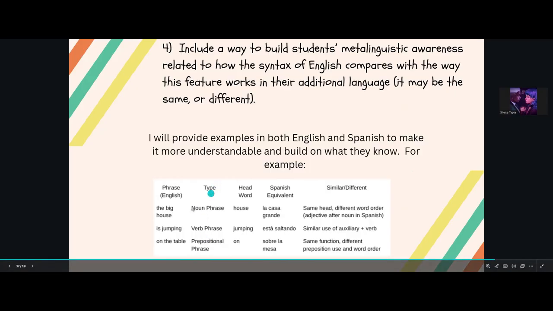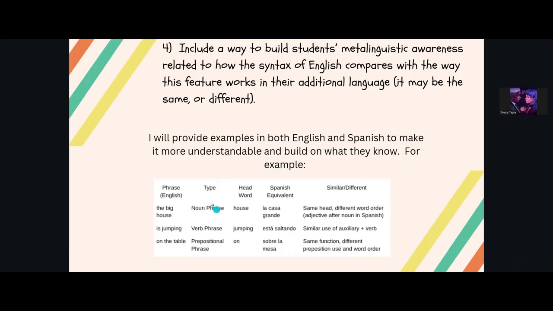For example, the big house, I would show them, okay, that means la casa grande. And how it's a noun phrase, it's what we're talking about. The head word, the most important word, the specific noun, would be house. Big is obviously the adjective, the is the article. Same thing, and then this is similar and different.